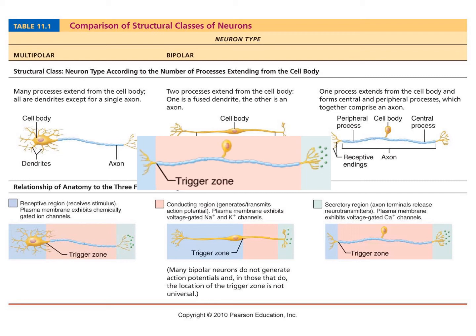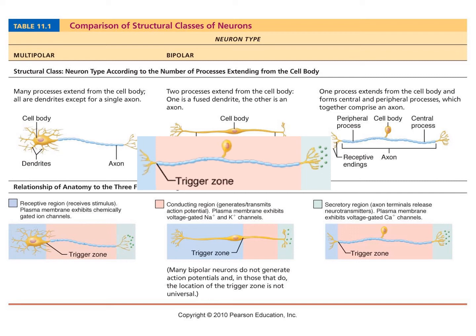It kind of gets bypassed by the signal going from the peripheral process to the central process. There's a secretory region where you have axon terminals releasing neurotransmitters. One thing that I wanted to tell you about the unipolar neurons is that some of them can be really long. These tend to be sensory neurons.